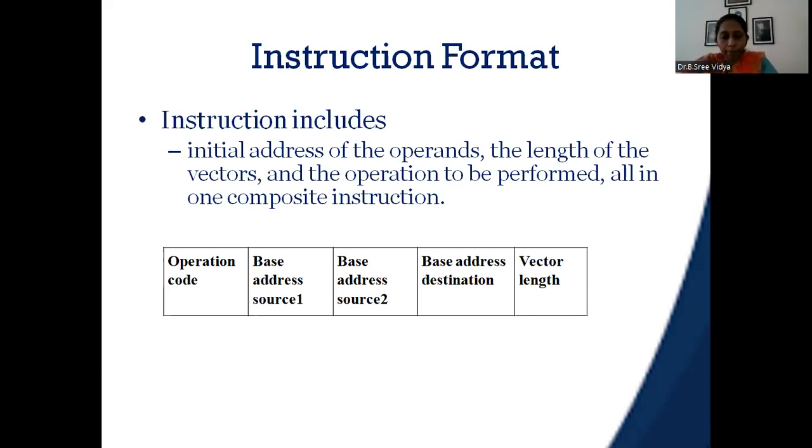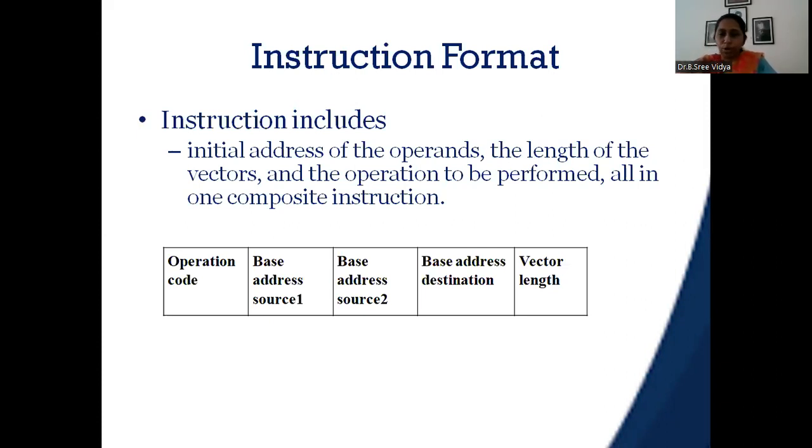What is an opcode? The operation code. Say, for example, you're going to add. The base is A of 1. Okay, the base address, the next one is B of 1. The destination is C of 1. What is the length? It has to go on till 50. So A of 1 plus B of 1 will be stored in C of 1.